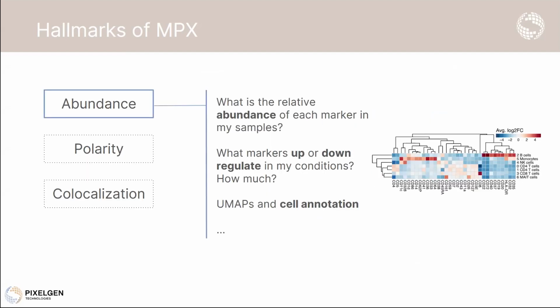And if we start by looking at abundance, then you can ask these more typical questions, maybe, what is the relative abundance of each of the markers in my samples? What markers up or down regulate in the conditions that I have, and to what extent? And that's kind of what you see here in this heat map. You can see how things are changing between different conditions. But you can, of course, also do more UMAPs, cell annotation, immunophenotyping, and monitoring if that's more what you're doing.